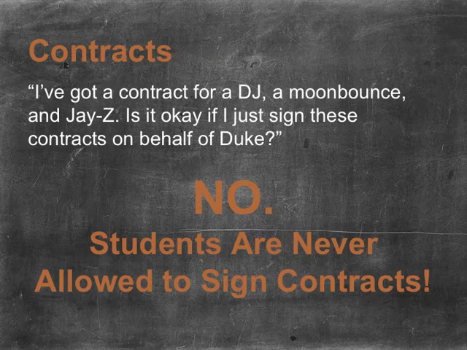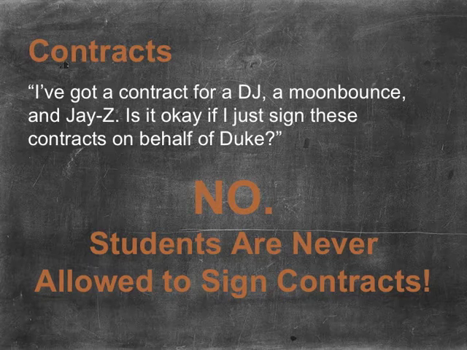Students are never allowed to sign contracts on behalf of their student organizations. All contracts must be signed by a UCAE staff member. This is to protect you as students so that you are not personally liable for the contract. UCAE staff are also available to assist you with the contract negotiation process. If you have questions about how to book a speaker or performer or would like assistance looking up a particular performer's fee, please stop by UCAE Student Involvement and speak with a staff member.